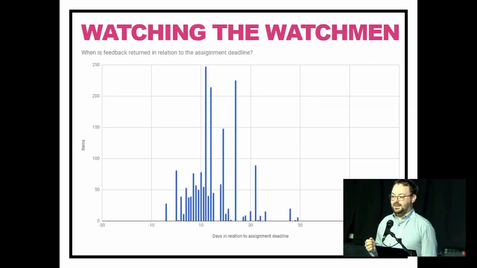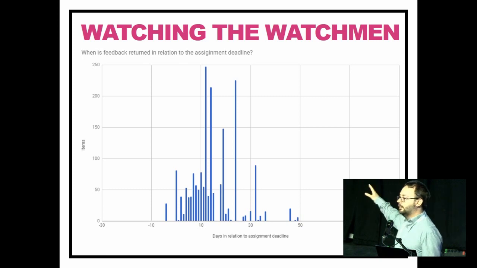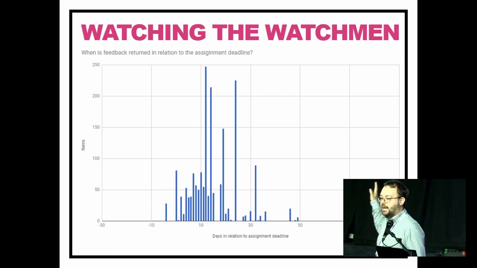And so we looked at this. We looked at it and said, right, okay, how feasible is this to implement? And this is the graph of the volume of feedback given in relation to the coursework deadline. In most cases, it falls within 14 days. We've got some crazy outliers which I've removed.